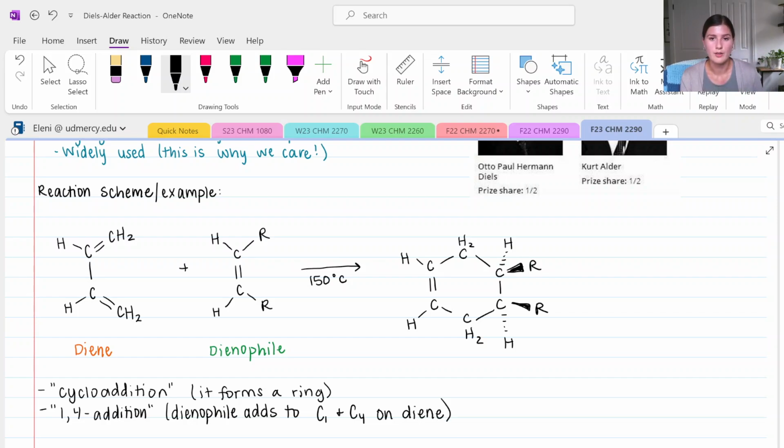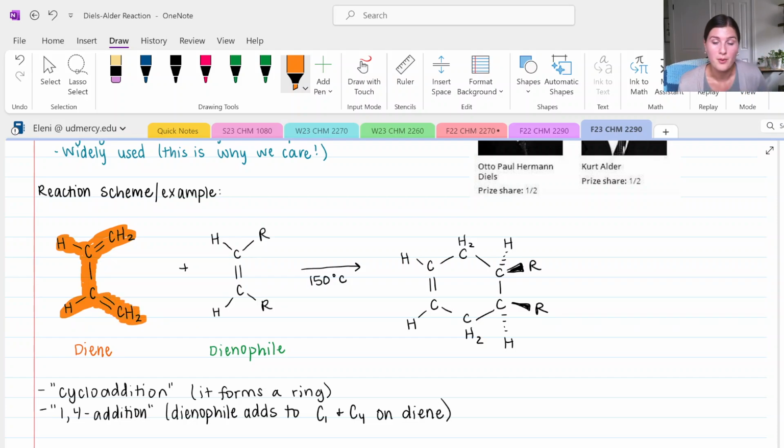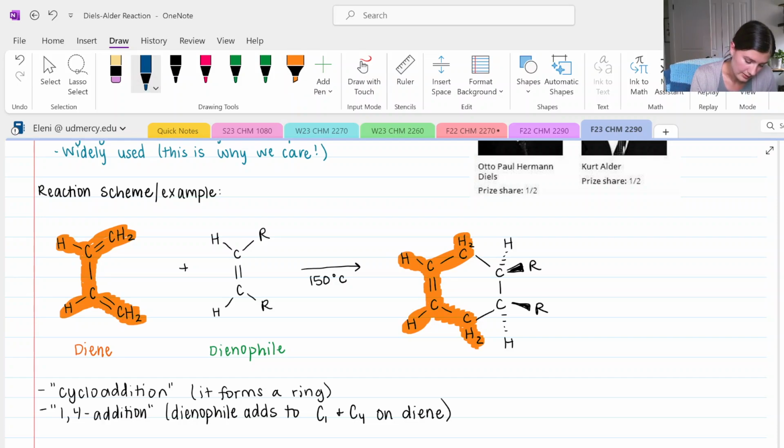Okay, let's look back to the reagents and the product now. I'll use highlighting to trace the atoms that are part of the diene. So we have all of these atoms, I'm going to highlight them in orange. And where they end up in the product is how I've drawn it on the left side of the ring. So these are carbons 2 and 3. Here's carbon 4 with its 2 hydrogens. Here's carbon 1 with its 2 hydrogens. And then the hydrogens on carbons 2 and 3. So we can say this is C1, 2, 3, and 4. This is C1, 2, 3, and 4 on the diene.